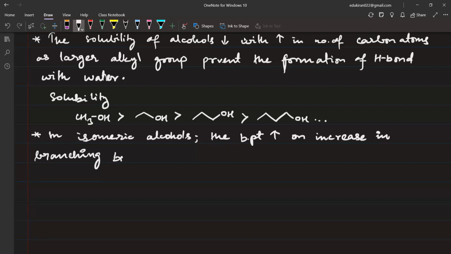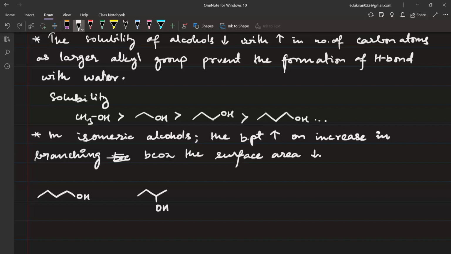Why? Because the surface area decreases. Okay, so we have 1, 2, 3, 4 OH, and then we have 1, 2, 3 OH, and then we have, let us suppose like this, OH, and OH. Since here the alkyl groups are not going to hinder more, here we have a long chain alkyl group, which is going to hinder more. This is going to have a larger boiling point than these.